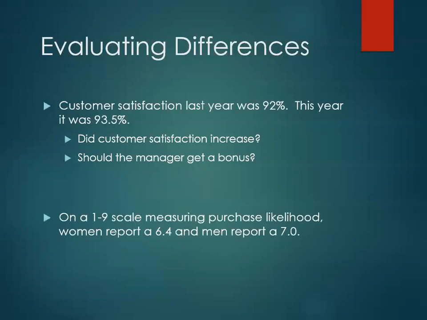How about we send out a survey, and on that survey, we introduce a new product and we ask people how likely they are to purchase that product on a 1 to 9 scale, where 9 means more likely to purchase and 1 means less likely to purchase. And we also ask people about their gender. When we look at the data from our sample, we see that the women in our sample report a mean of 6.4 on that purchase likelihood scale. And the men report a mean of 7.0.